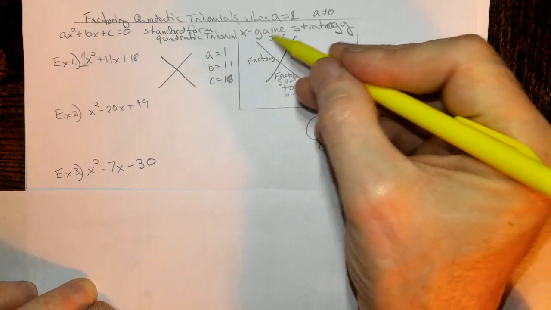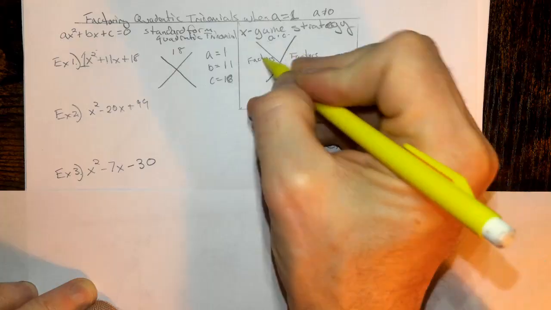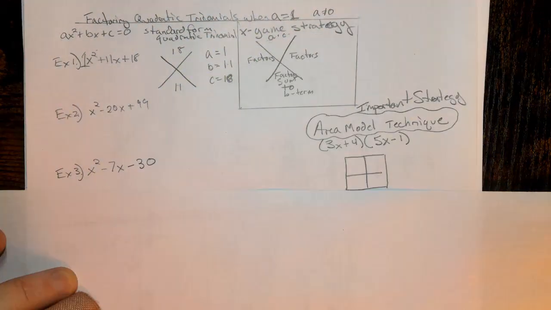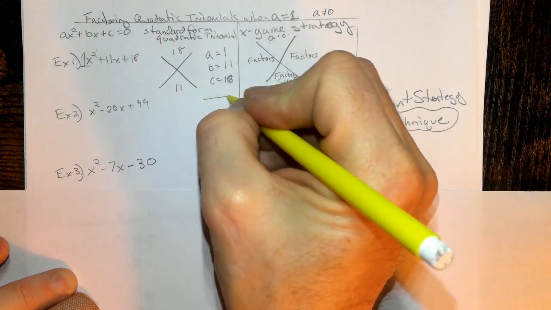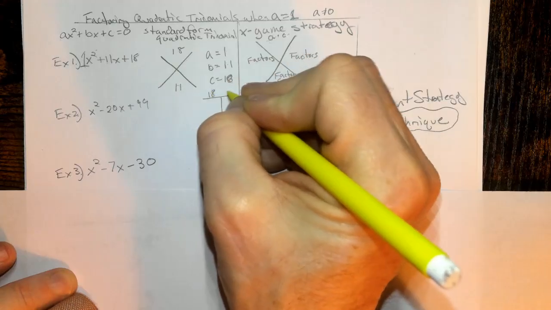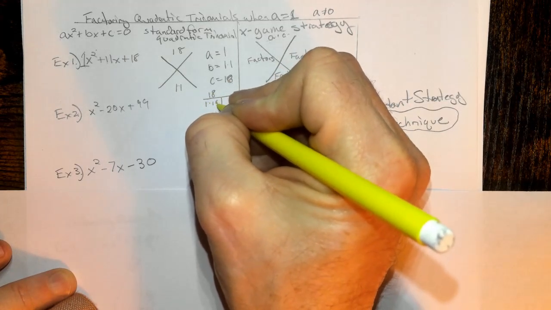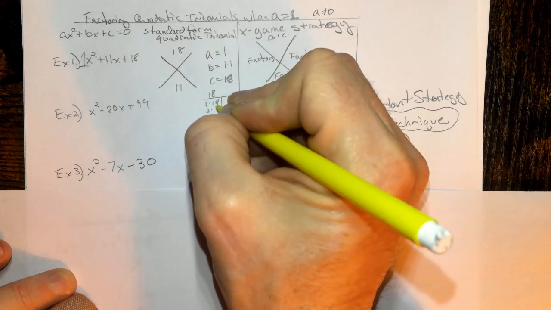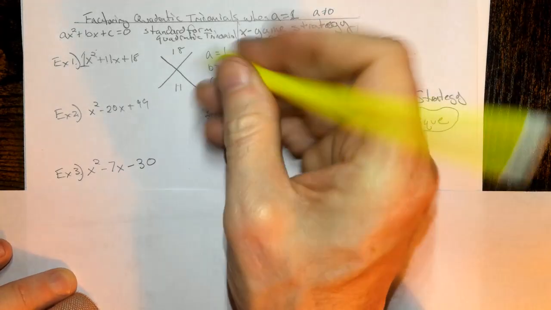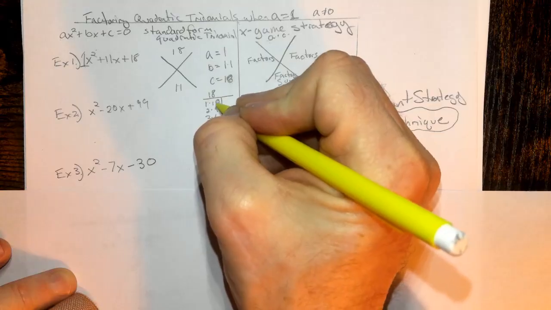So the top is telling me a times c, 1 times 18, so I'm looking for factors of 18 that add up to 11. This is where you have to do a little problem solving sometimes. Sometimes these numbers come right to you, and sometimes you just have to think a little bit. So I start listing all the factors that might work, even if some don't. Some of you will get this so fast that you won't need to do this, but if you are trying to understand it, it helps.